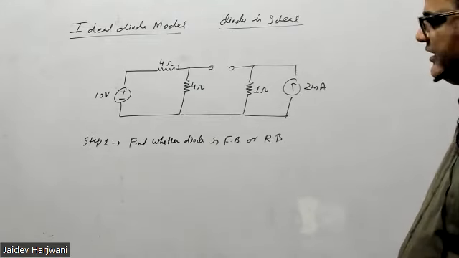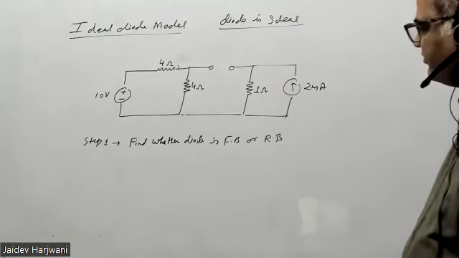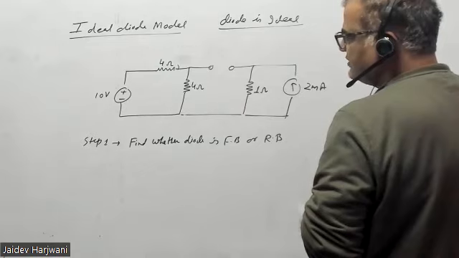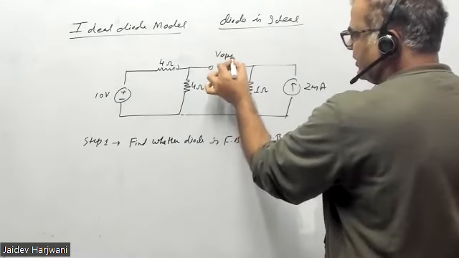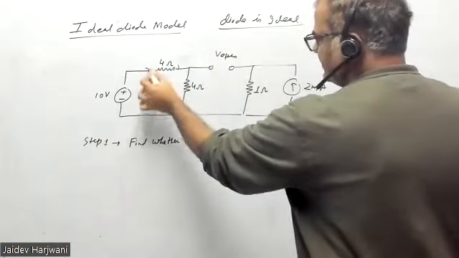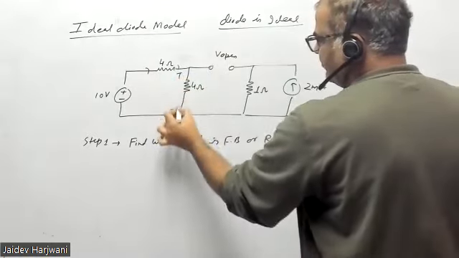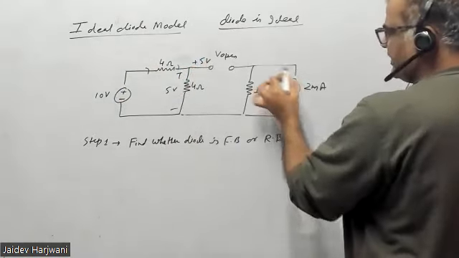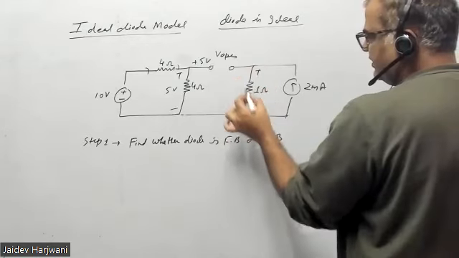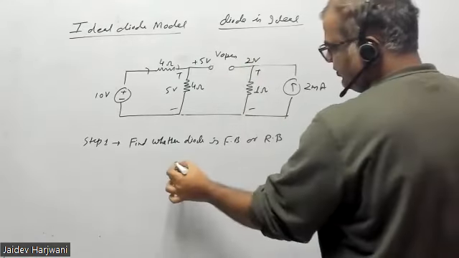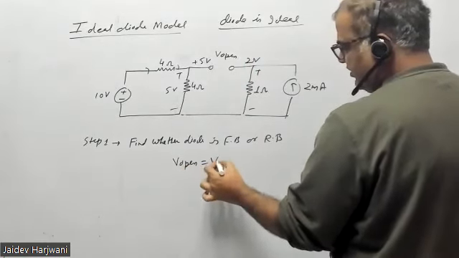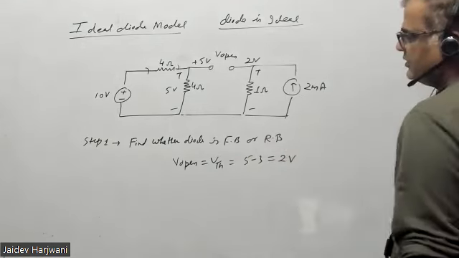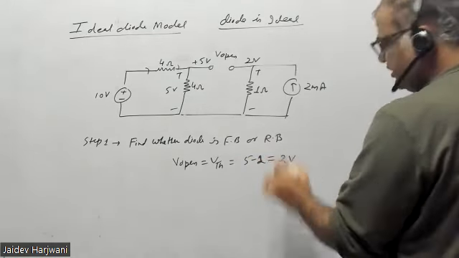Directly you can replace it by a short circuit, or alternatively you can make a V Thevenin circuit. In order to make a Thevenin circuit, you have to find the V open here. V open will be 10, current is coming, so here it will be 5 volts. This current cannot go here, current will go here, so here it will be 2 volts. So V Thevenin will be 5 minus 2, that is 3 volt.